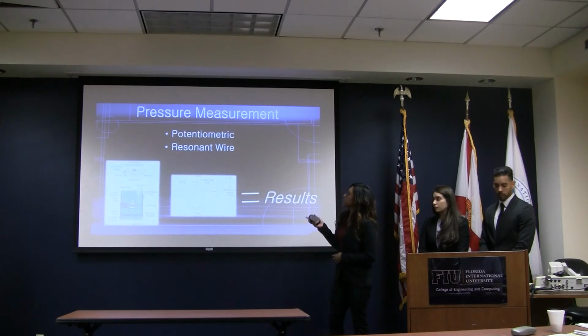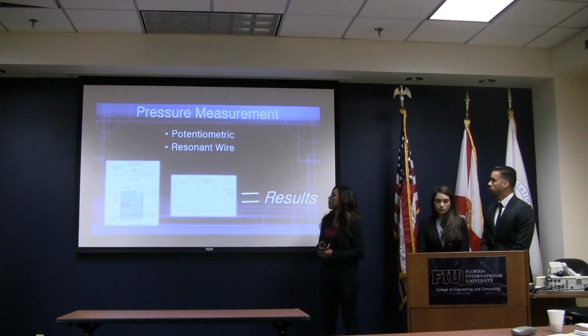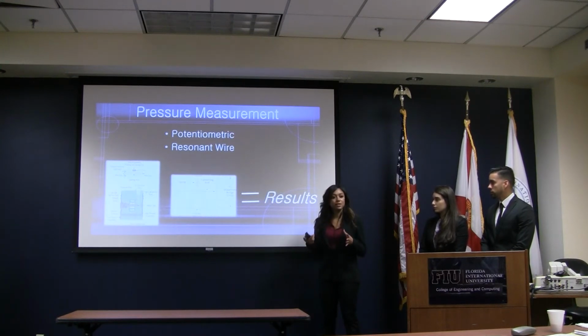As for pressure measurement, here are some of the devices that we're also thinking about: the potentiometric and the resonant wire. We need to make sure that whichever device we end up using holds in the pressure range of -10 to 200 millimeters of mercury.